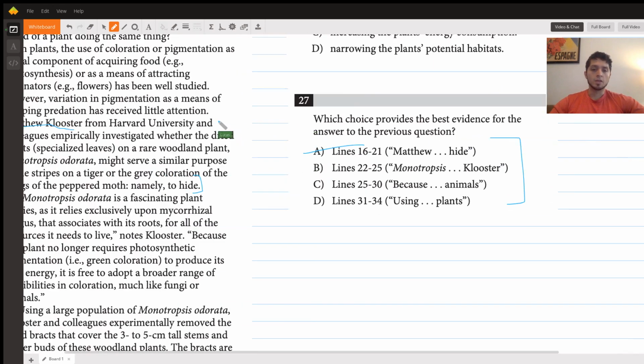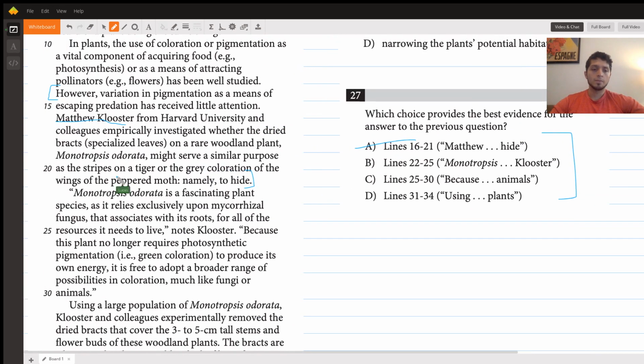Then we have B, which is lines 22 through 25. That's right down here. And that says Monotropsis odorata is a fascinating plant species as it relies exclusively upon, I'm not going to try to say this, what is it, mycorrhizal fungus that associates with its roots for all the resources that it needs to live. So this is interesting right here.